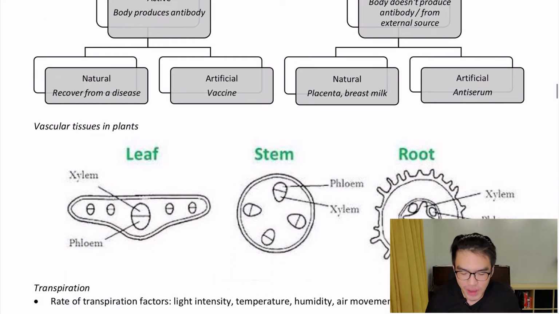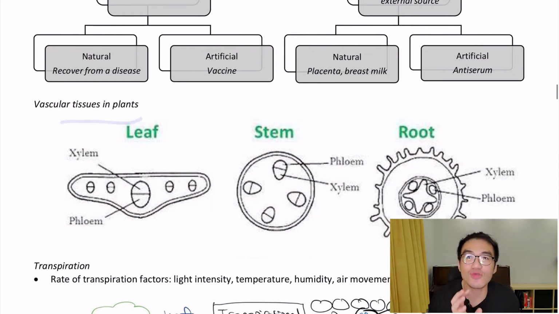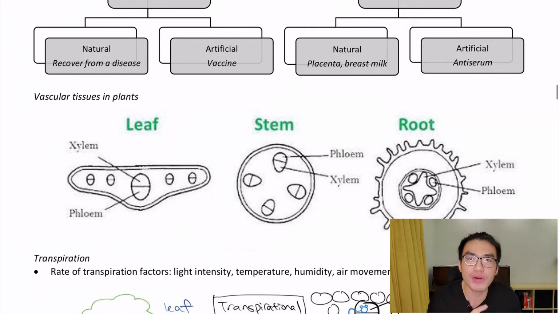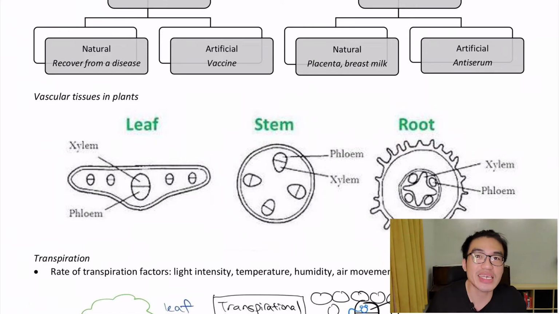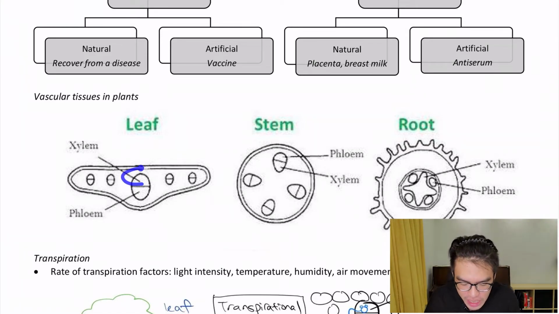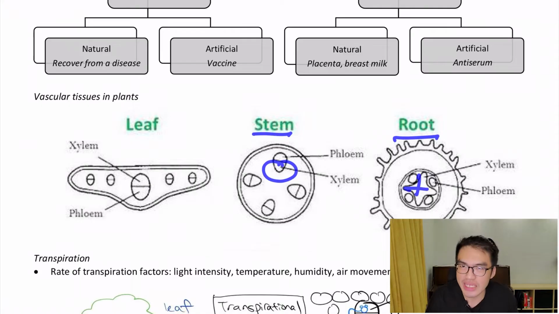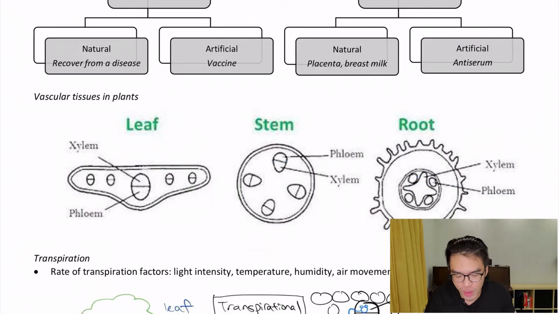Moving on. Vascular tissue in plants, you only need to know where the xylem is. Always remember, xylem is always on the inside of the plant. Leaf, it is on the inside because the stomata are on the lower part of the leaves. So xylem is hiding away from it to reduce water loss. And then stem, it is hiding inside as well. Root, it is hiding inside as well. Really simple stuff to memorize.